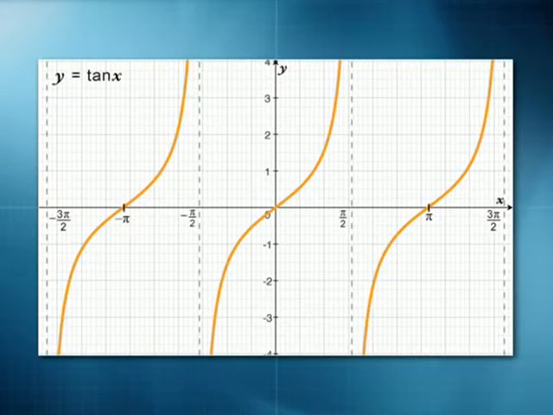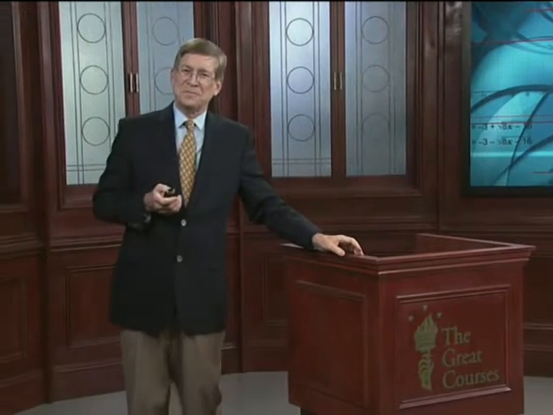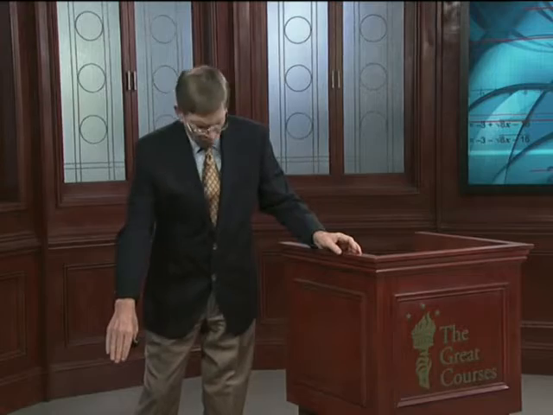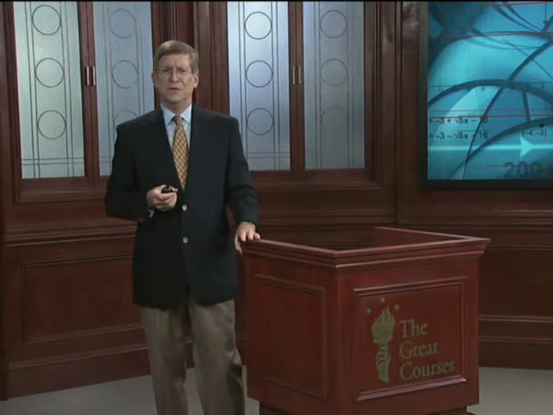Look back at the graph. Pi over 2, vertical asymptote. 3 pi over 2, vertical asymptote. Minus pi over 2, vertical asymptote. You get the picture. What's the range of this function? Well, the graph kind of tells you. The range is all real numbers. This goes from way down there to way up there. It goes from as far as you want in the negative direction, up to as far as you want in the positive direction.